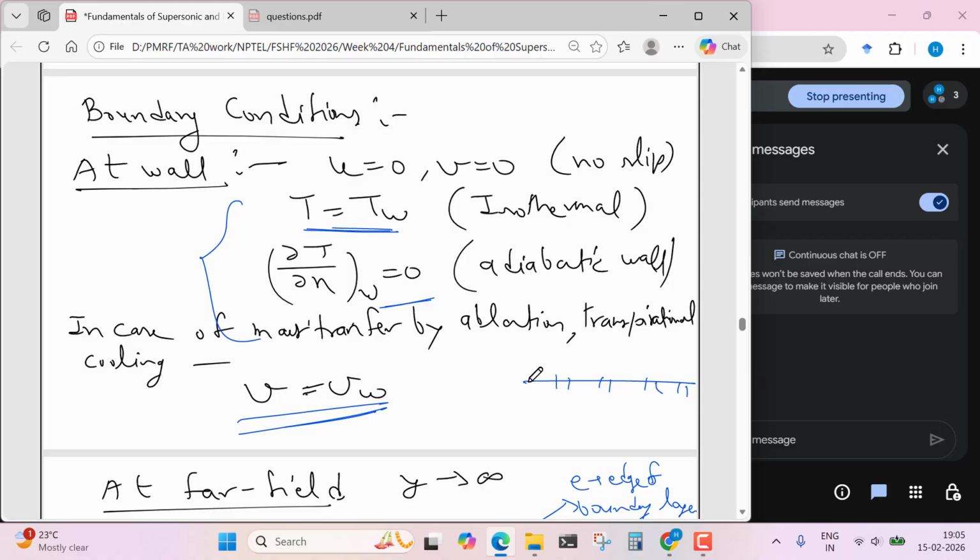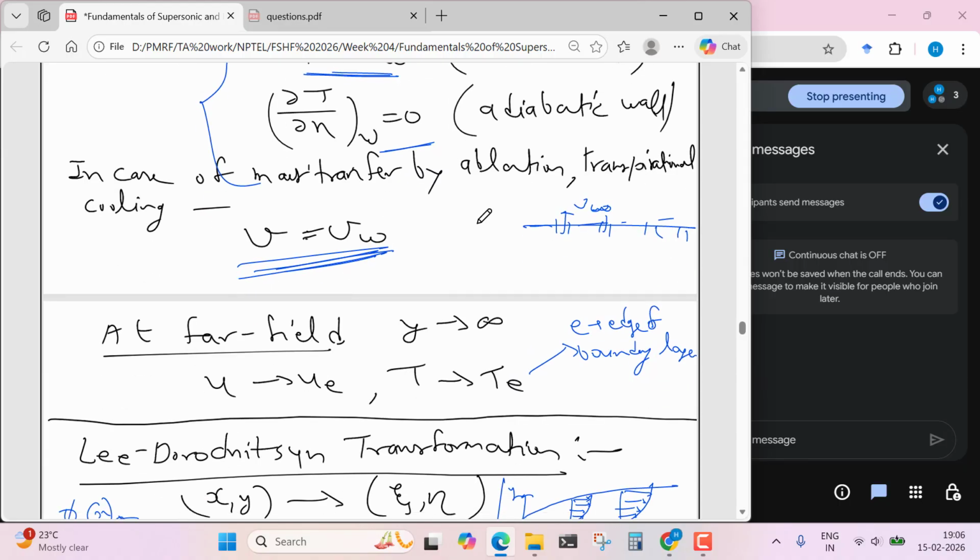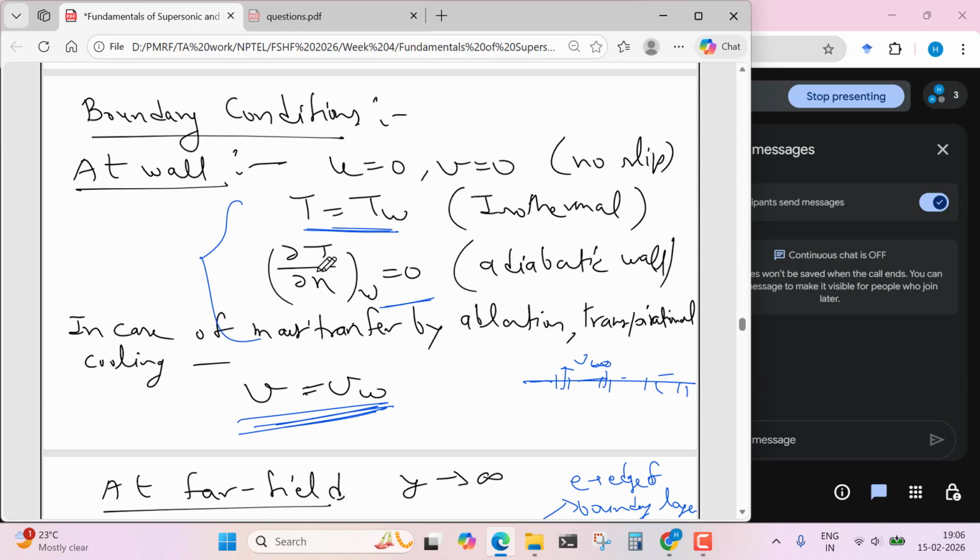Let's say there is some mass transfer happening on the wall with velocity Vw. Then the v velocity will be equal to Vw. This happens in the case of ablation or transpirational cooling. So based on the type of flow, this boundary condition can also change. And this is at the wall.